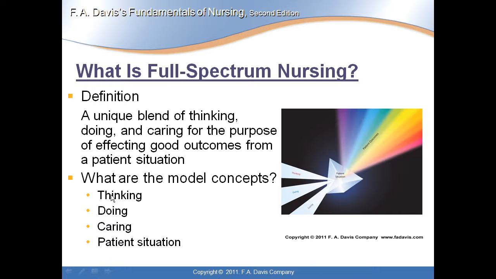Full spectrum nursing. I will go over this information. The definition of full spectrum nursing is that it is a unique blend of thinking, doing, and caring for the purpose of effecting good outcomes from a patient's situation. The concepts of the model include thinking, doing, caring, and the patient's situation.